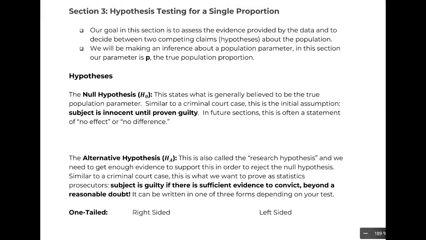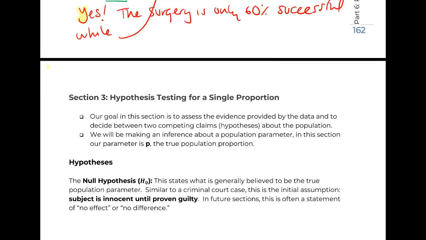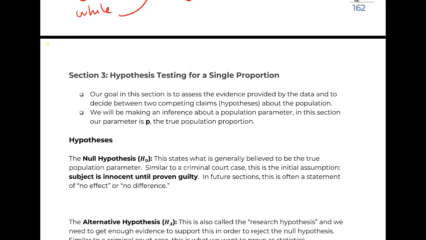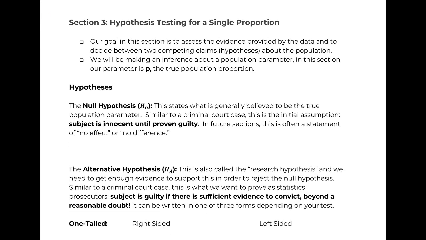Now, all right, so section 3 is a crucial idea in statistics, and it's the idea of hypothesis testing. In hypothesis testing, we are going to assess two competing claims. So you can imagine the previous question, is the balloon technique superior to surgery or is it not, would be our two competing claims. And we're going to be doing this to make some sort of conclusion about p, our true population proportion.